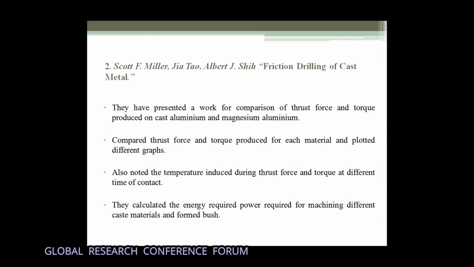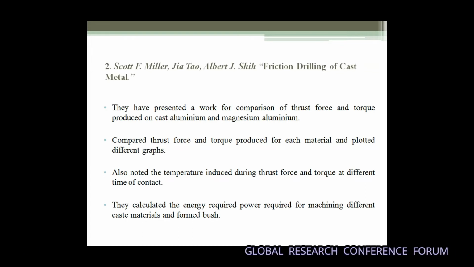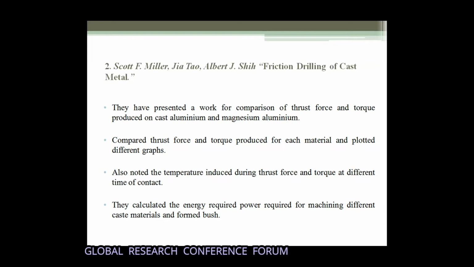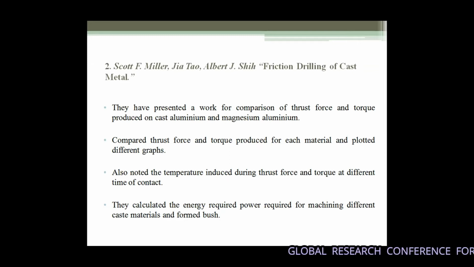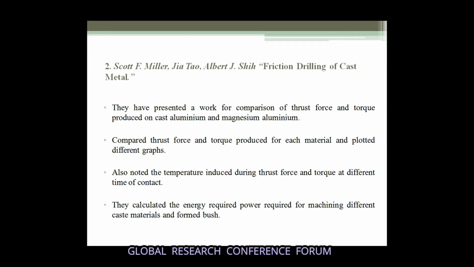So usually it is seen in this paper that after doing the friction drilling on the cast metal, whatever formation of the bush and the boss is there is not in a proper shape. So the petal formation of the bush and the boss can be seen. It is observed in such type of metal. So that study they have shown in this paper.